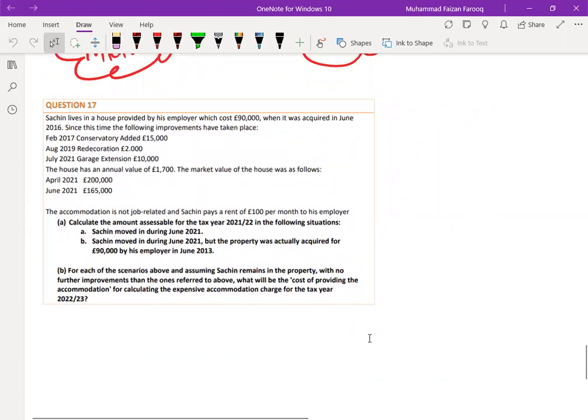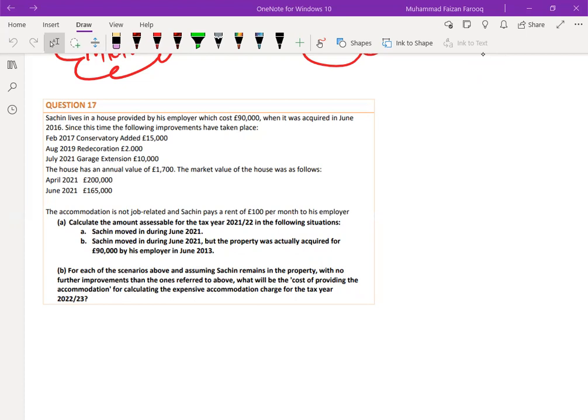Sachin lives in a house provided by his employer, which cost 90,000 pounds when it was acquired in June. Sachin moved in during June 21. When we purchased this accommodation, it was acquired in June 2016, and he moved in June 21.